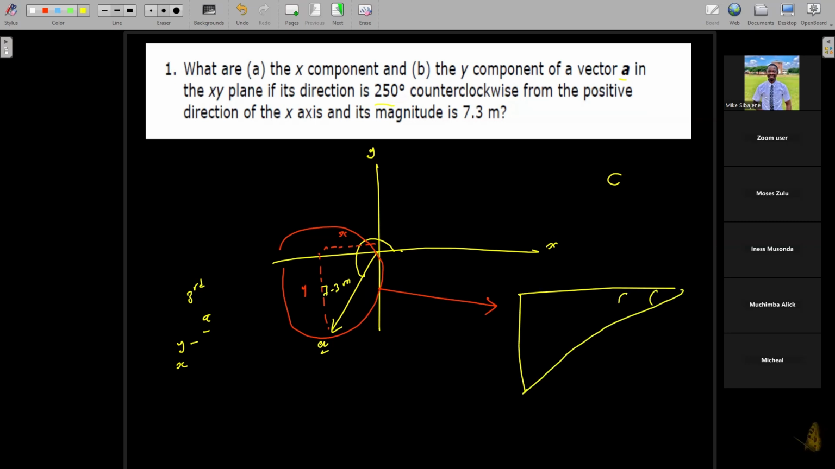Then this angle is angle theta, and the question is saying that this is my vector A. We have been given 7.3 meters there. The question is saying find the x component and the y component. So what do we need to find the x and y component? We need the angle theta there. So how do we calculate the angle?